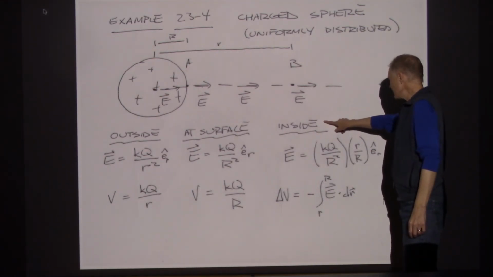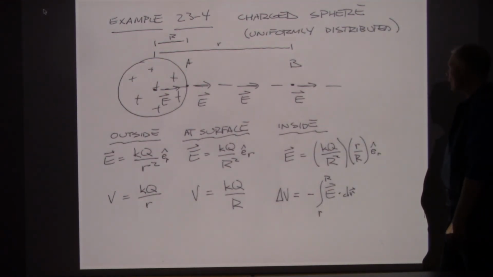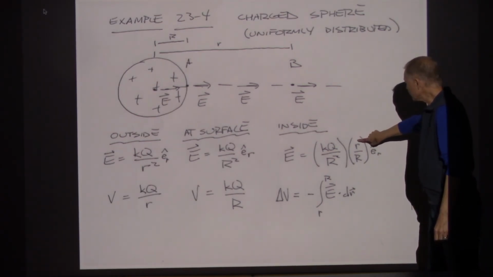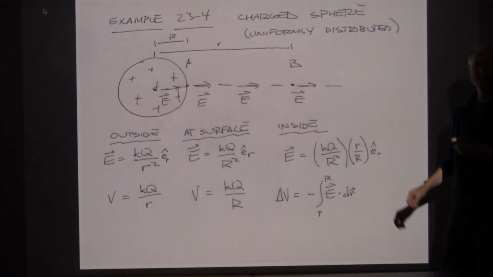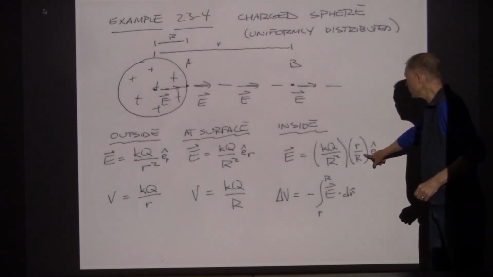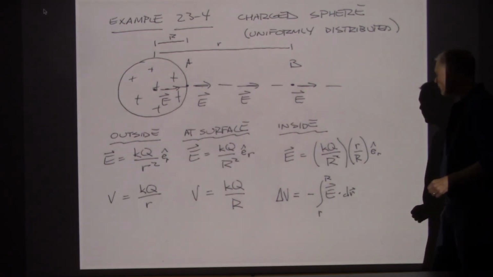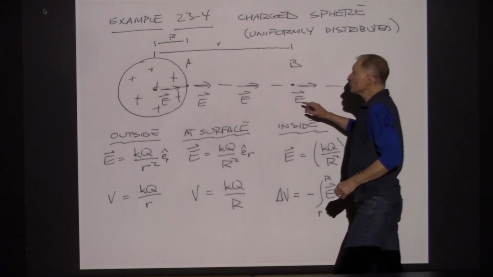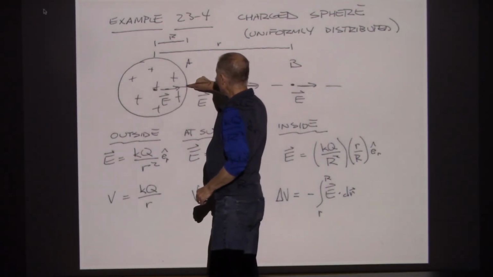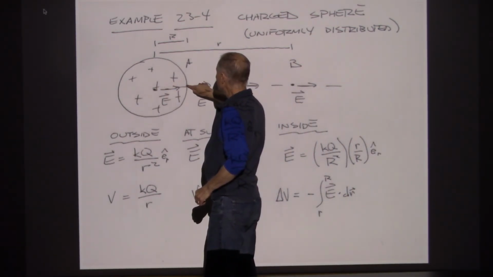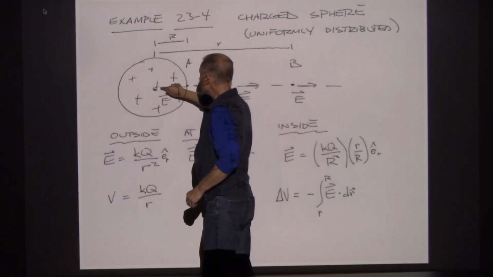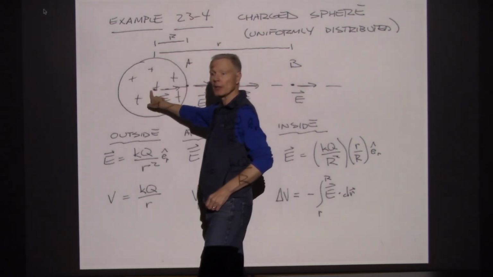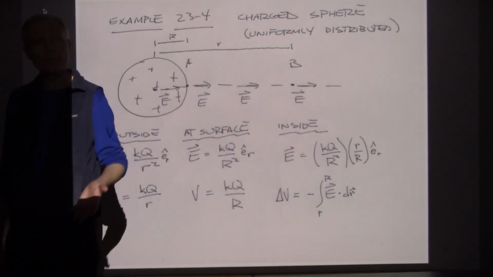What happens inside? It turns out that inside, the electric field dropped off like little r over R. If you go back and look at the example from chapter 22, you'll see that we derived this. That means that the electric potential is going to have to increase, because when I go from A to the center now, I am working against an electric field. So the potential is going to be higher at the center in this case. So that's kind of interesting.